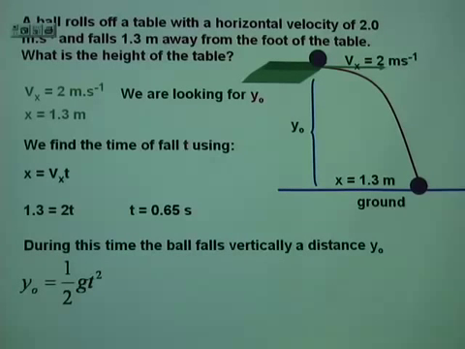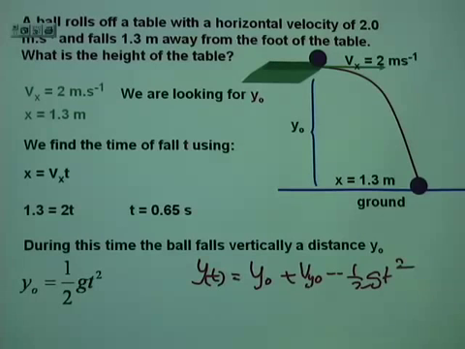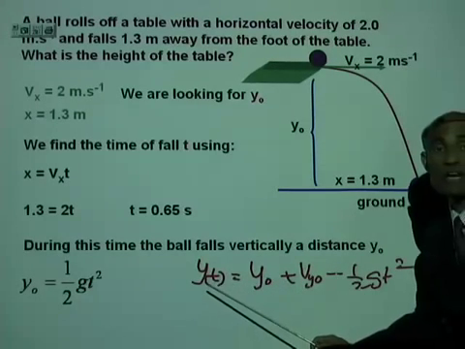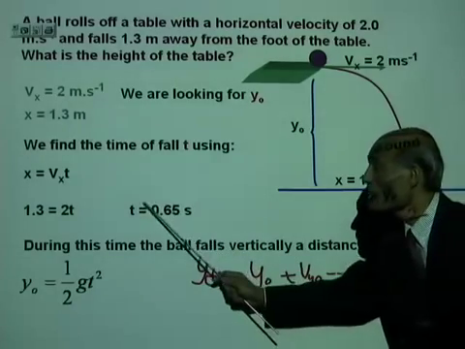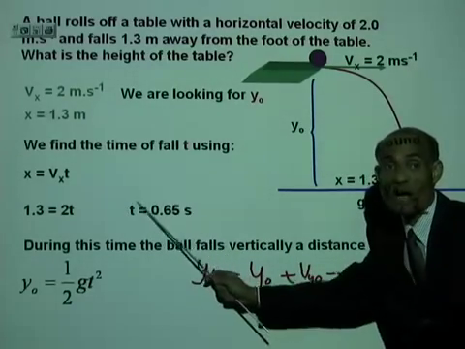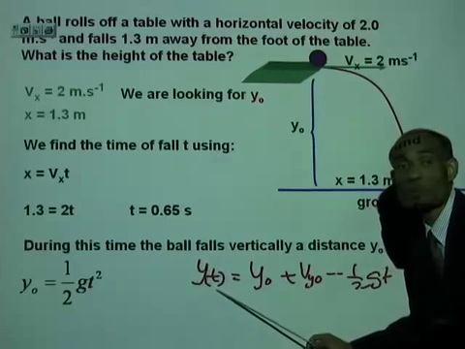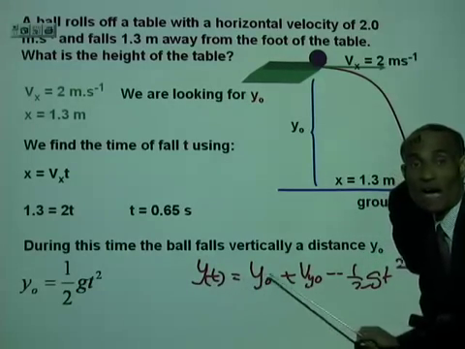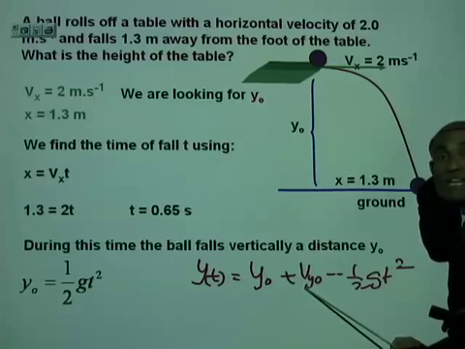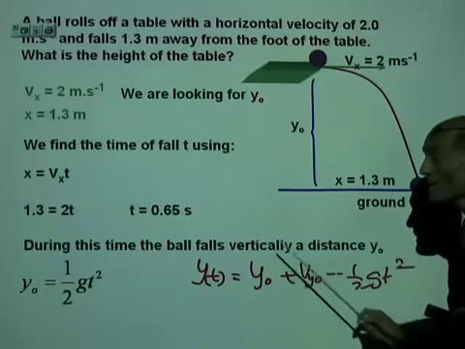Our equation is y of t equal to y0 plus vy0 t minus 1/2 gt squared. This is our y position equation. And we now know that during this time, this y will become 0. And vy0 is 0. You understand that?